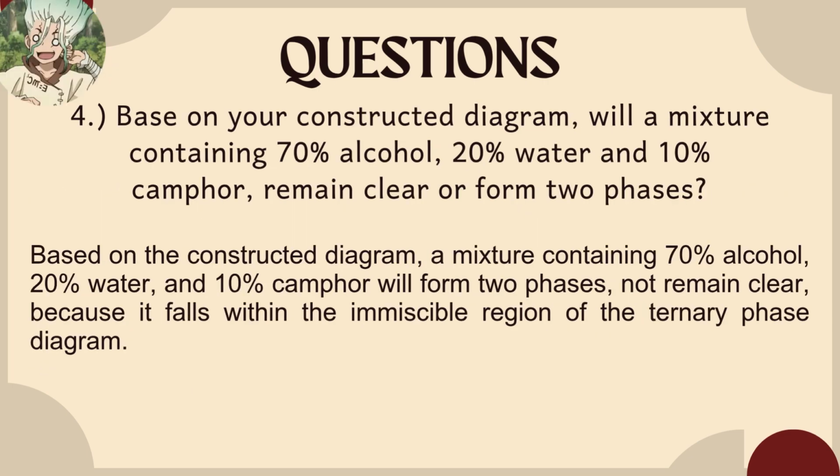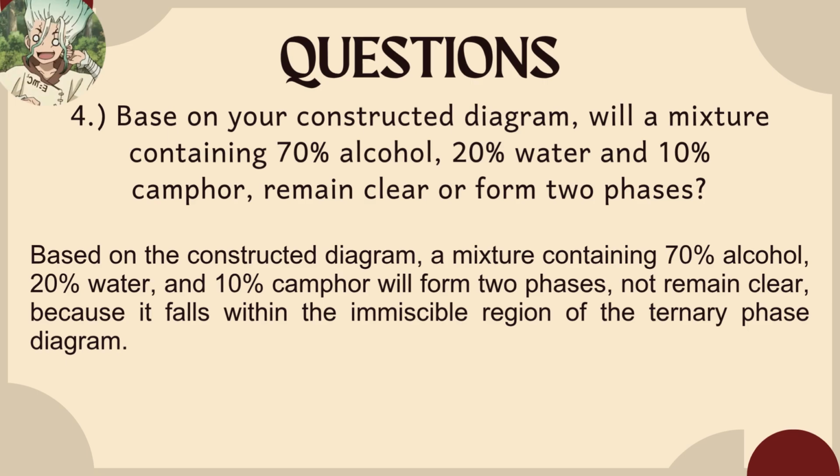Based on your constructed diagram, will a mixture containing 70% alcohol, 20% water, and 10% camphor remain clear or form two phases? Based on the constructed diagram, a mixture containing 70% alcohol, 20% water, and 10% camphor will form two phases, not remain clear, because it falls within the immiscible region of the ternary phase diagram.